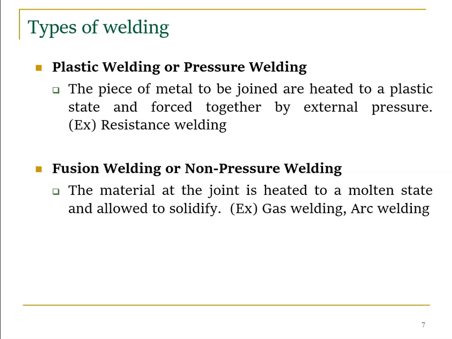If you join with the help of pressure or force, then we say it's pressure welding or blast welding. If you don't apply any force, you let it solidify. After solidification, after cooling, it will join automatically, then we say it's fusion welding or non-pressure welding, right? So these are the two main types of welding.